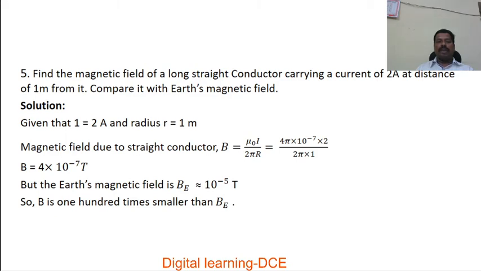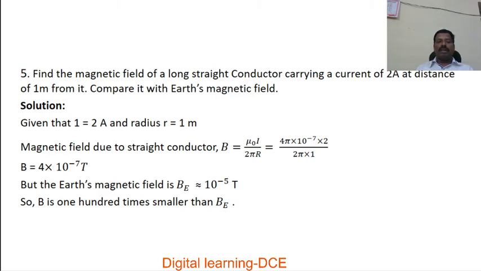Next problem. Find the magnetic field of a long straight conductor carrying a current of 2 ampere at a distance of 1 meter from it. Compare it with Earth's magnetic field. Again, here we are going to calculate the magnetic field due to a long straight current carrying conductor carrying a current of 2 ampere, at a distance of 1 meter. Compare that magnetic field with the horizontal component of the Earth's magnetic field. The standard value is known, and with that we are going to compare.